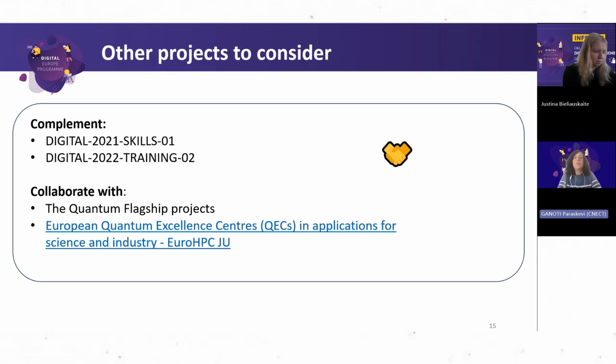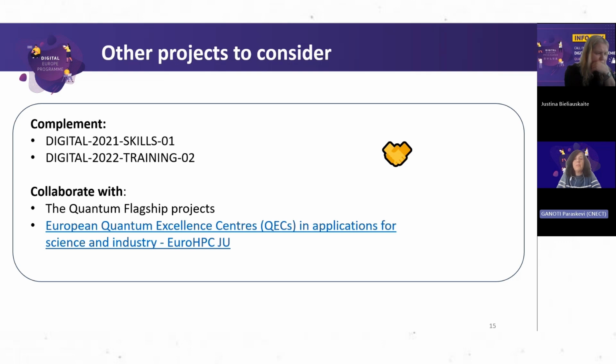Other projects to consider. So we want this academy to build on the current initiatives and projects that we have. You can see these 2 calls that we have from the past, and these are 2 projects that are running right now, QT Indo and DGQ. But also we want this academy to collaborate with the Quantum Flagship projects.